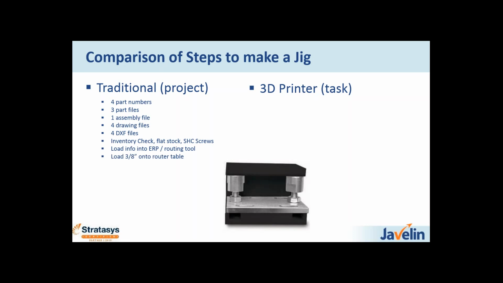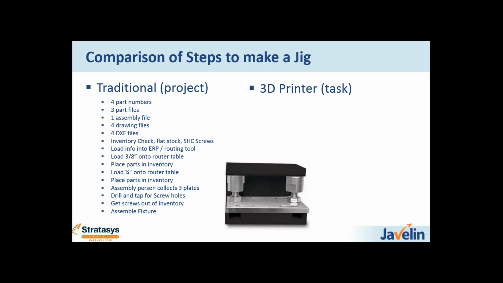You need some 3/8 inch things cut, so you've got to wait for the 3/8 inch aluminum plate to get loaded up onto the router table. It gets routed. Some parts get put in inventory. The 1/4 inch plate gets routed, put in inventory. Magically, a couple days later, somebody comes along and drills, taps, assembles, and you get an assembled fixture on your desk after a week, 2 weeks, 3 weeks, whatever the case may be, for this to work its way through the shop floor. So you've taken up a couple of weeks.